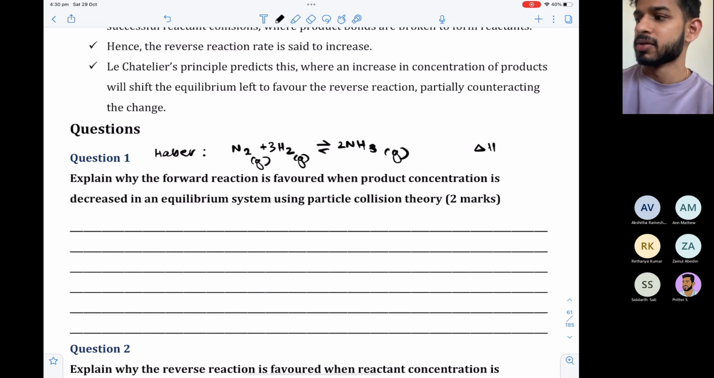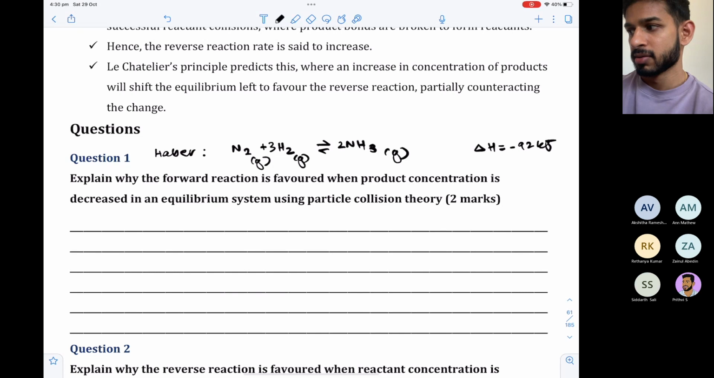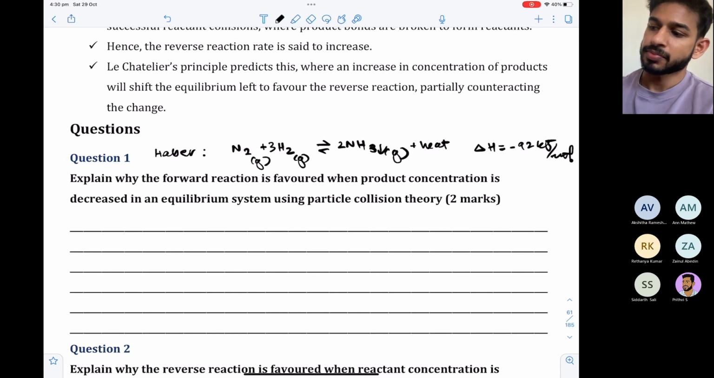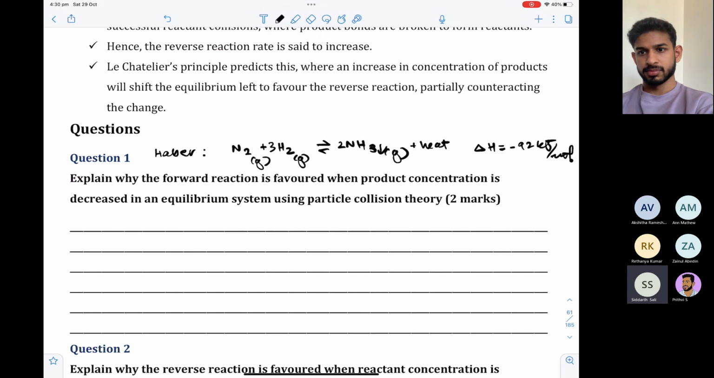Good. Exothermic or endothermic? This one. It's exothermic, right? So we're going to write heat here as I encourage you to do so. So now, let's apply LCP first, right? Let's say I decrease ammonia. Which direction, Sid, will the reaction go? If I decrease ammonia, will it go to the reverse reaction or the forward? Decrease. Okay. Yeah, it'll go to forward. It will shift to the right.